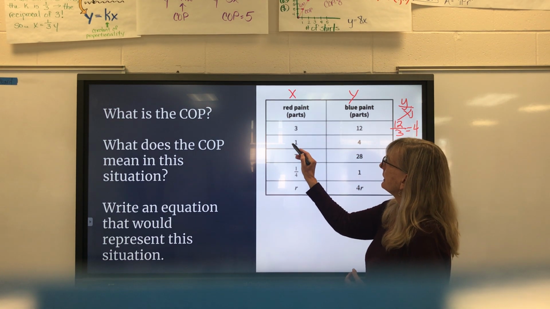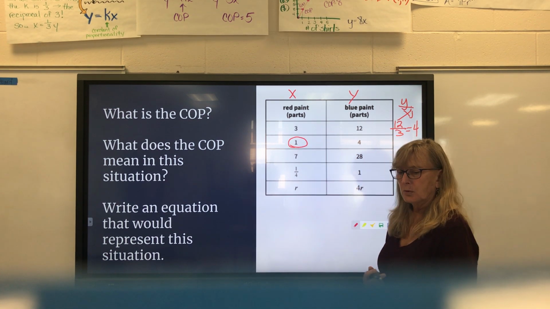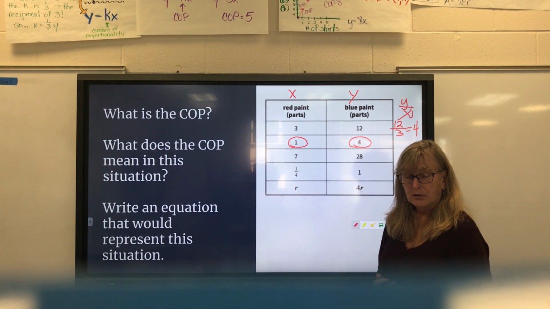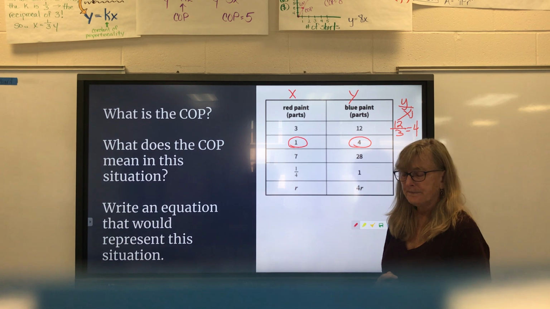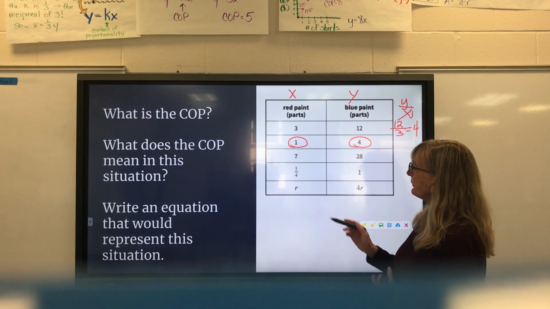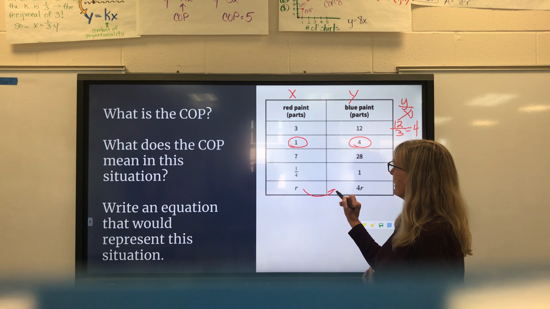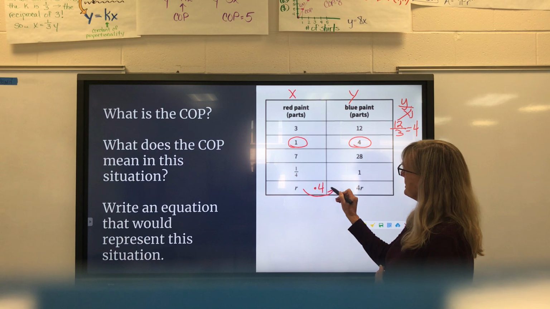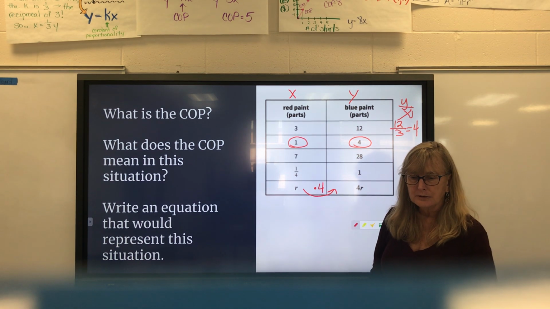Now, also look here. Whenever x is 1, our COP is right next to it. Okay? If you look down here, it's saying R is 4R. Well, how did they get that? Well, if the COP is 4, then R times 4 is 4R. Does that make sense?